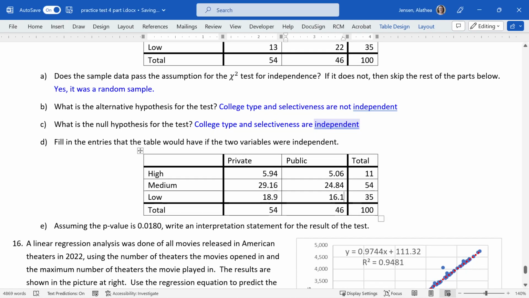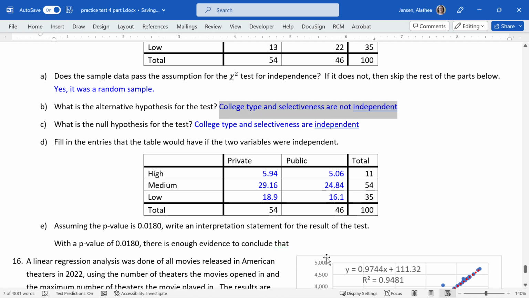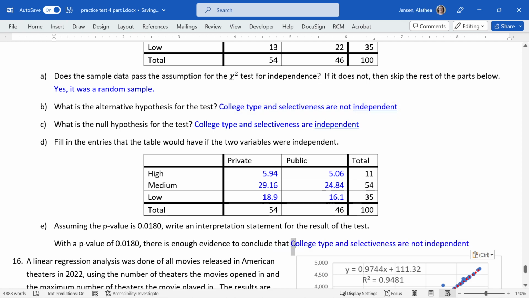And now the last question is, assuming the p-value is 0.0180, write an interpretation statement for the result of the test. Okay, so this is about 1.8%, so I'd say it's decent evidence. So with a p-value of 0.0180, there is, I guess, enough evidence to conclude that. And then what I wanted to conclude was college type and selectiveness are not independent.